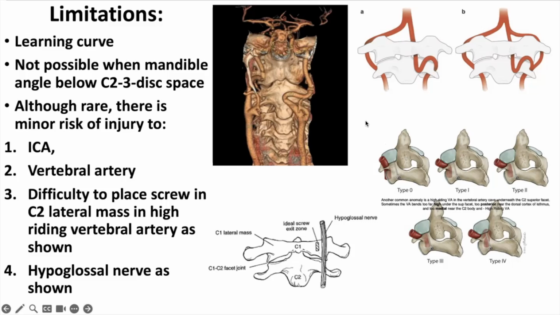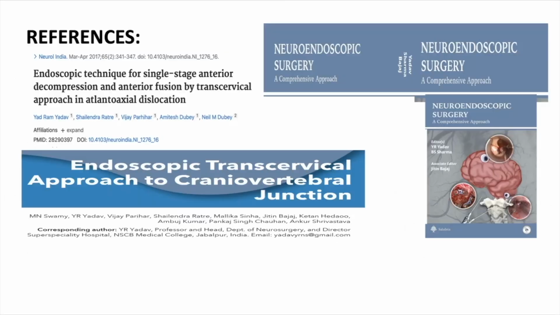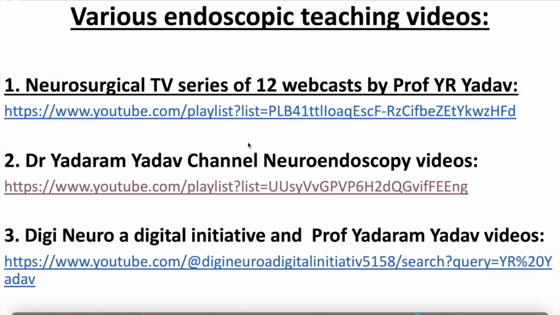ICA may also be abnormally placed, as shown here. It is in front of the lateral mass of C2. For detail, you can refer to our articles published in journals and the chapter in the book. You can also watch our videos on YouTube.